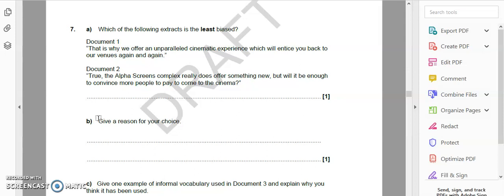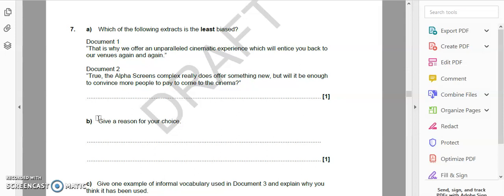Okay, so the answer is document 2. Document 2 contains less bias than document 1. Now, it's not as straightforward as that because you then need to give a reason for your choice. And there are many reasons you could put down and get a mark for here. Have a think about why document 2 is less biased. And you could refer to either document 1 or document 2 in this. Pause the video and see what you can come up with.